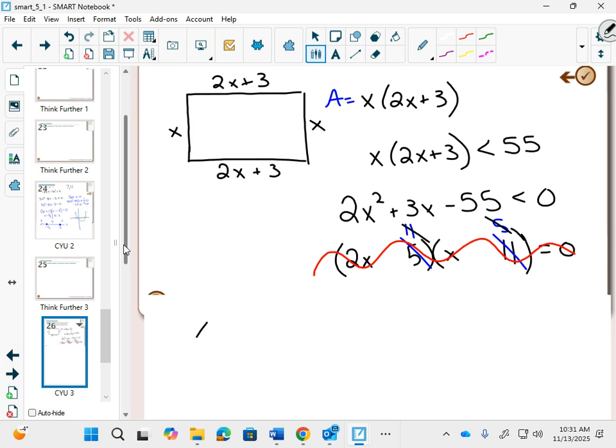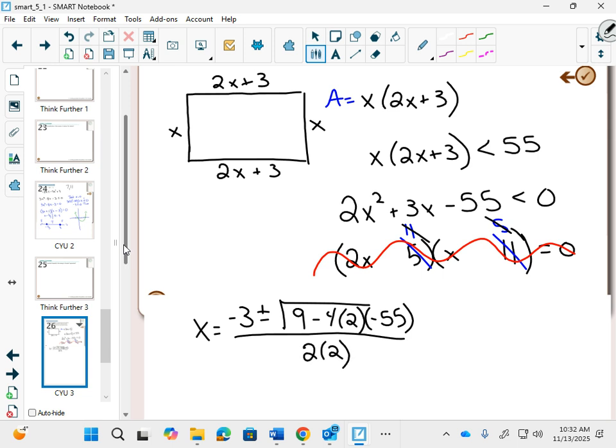So now how do you solve with the quadratic formula? x is equal to negative b plus or minus the square root of b squared, which would be 9, minus 4, a is 2, and c is negative 55, over 2 times a. And we go to our calculator to type this in.